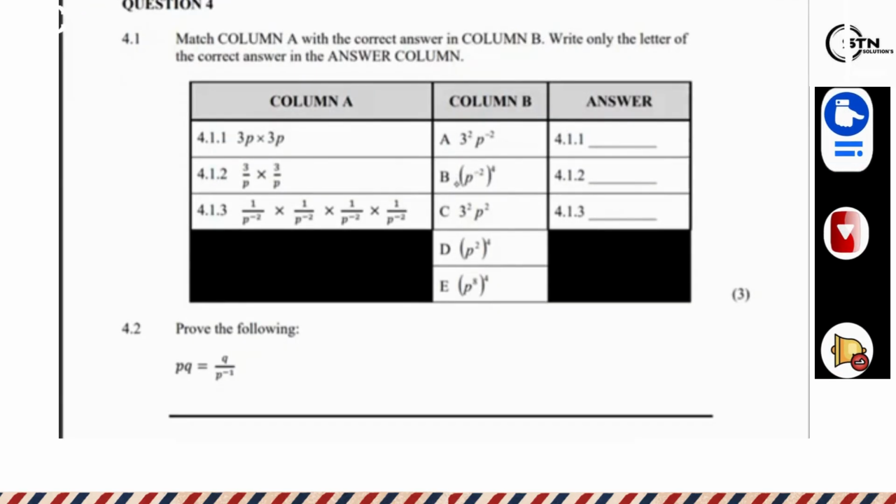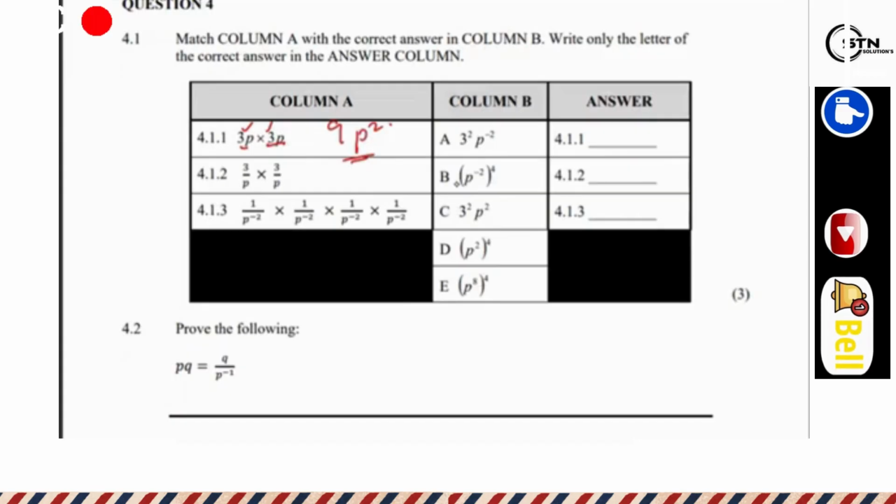So we know that 3p times 3p. We know that 3 times 3 is going to be 9. p times p is going to be p squared. So 4.1.1 goes where? Okay, this is 3 squared p negative 2. Nope. 3 squared p squared. That's correct. So it's this one.